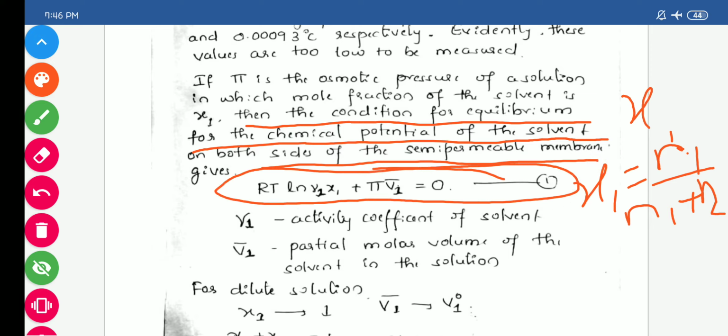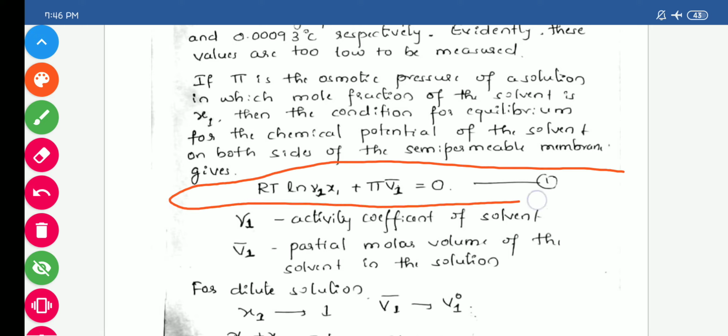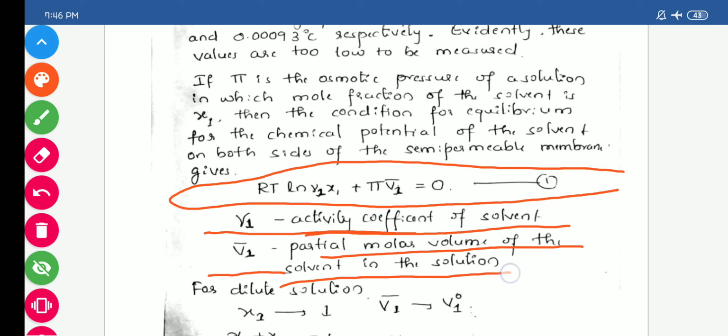What is the chemical potential definition? We consider RT ln gamma 1 x1 plus pi v1 bar, which is equal to 0. Call it equation 1. This condition you need to remember. This is the condition where the equilibrium is created, that chemical potential expression. This gamma 1 is the activity coefficient of the solvent, and v1 bar is the partial molar volume of the solvent in the solution.